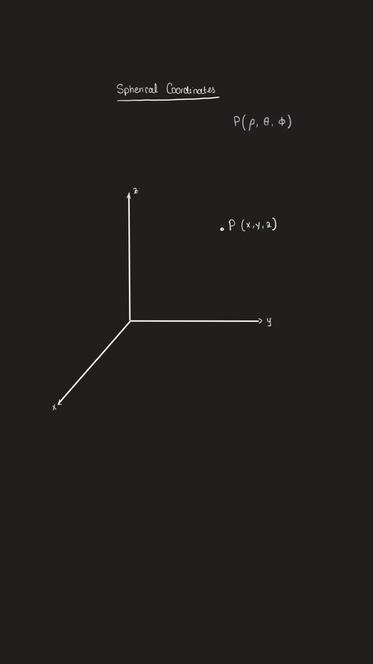The distance between P and the origin that I'm sketching right now, that distance we're going to call rho. So no matter where P is in space, the distance from P to the origin is rho. So let's note that rho is the distance from P to O.